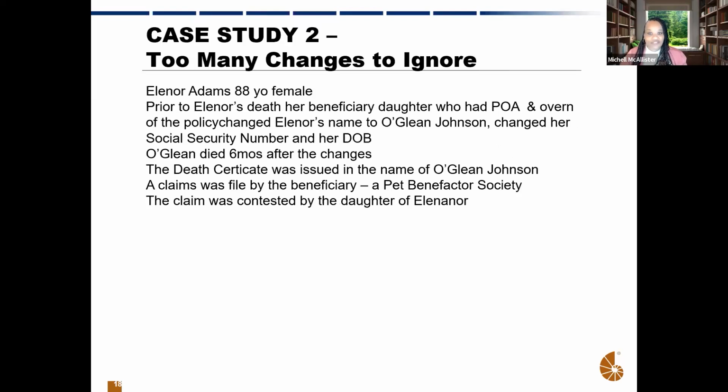Case study 2, too many changes to ignore. This is a very interesting case. Miss Eleanor Adams was an 88-year-old female.